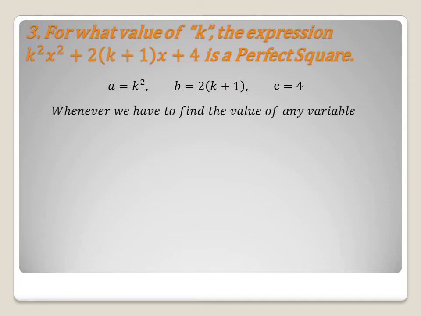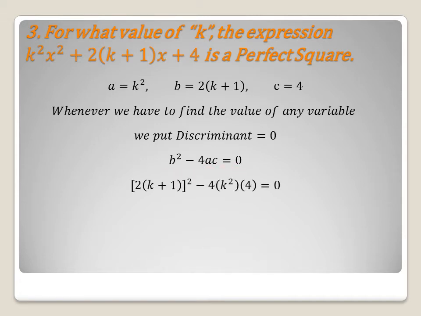Now applying the discriminant, whenever we have to find the value of any variable, we put discriminant equals to 0. So b square minus 4ac will be equals to 0. Now putting the values of b, a and c. The value of b is 2 into k plus 1 whole square. We will take the square of 2 and k plus 1 separately. The square of 2 is 4, but the square of k plus 1 will be applied using the formula of a plus b whole square. And 4 into k square into 4.